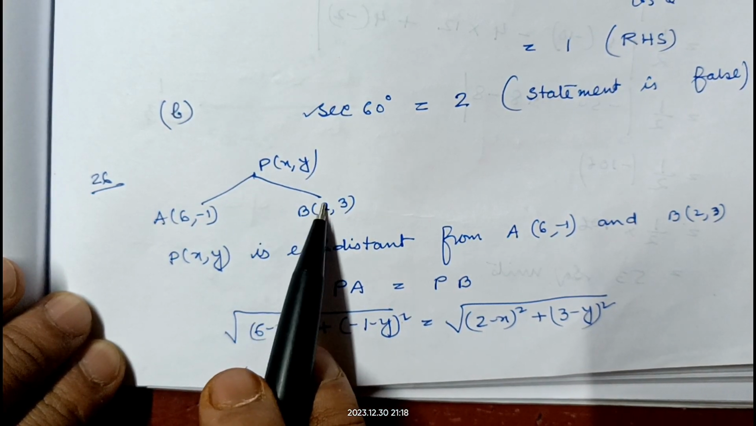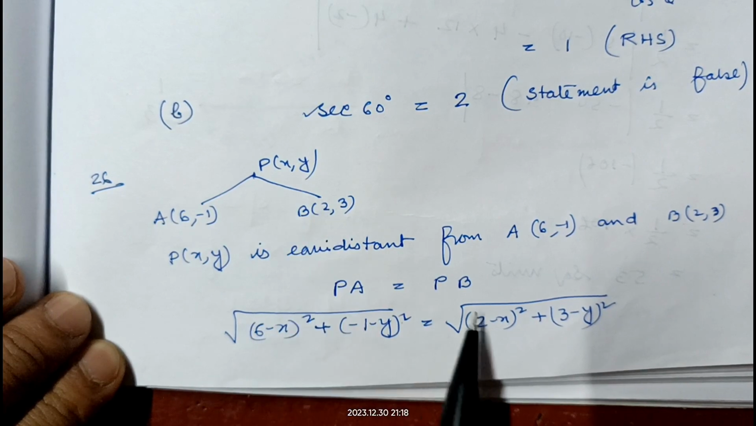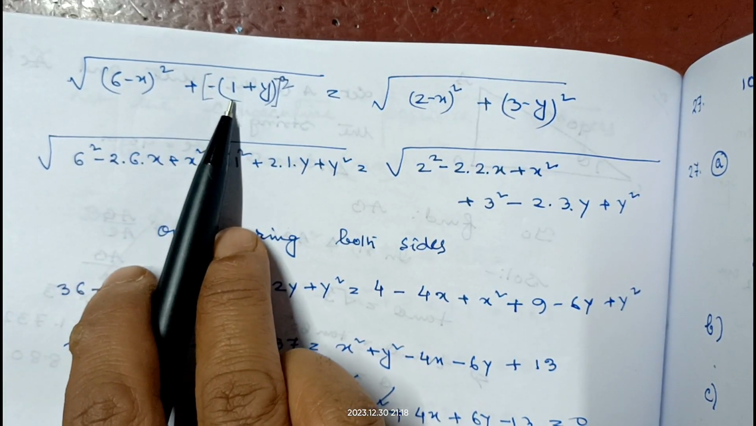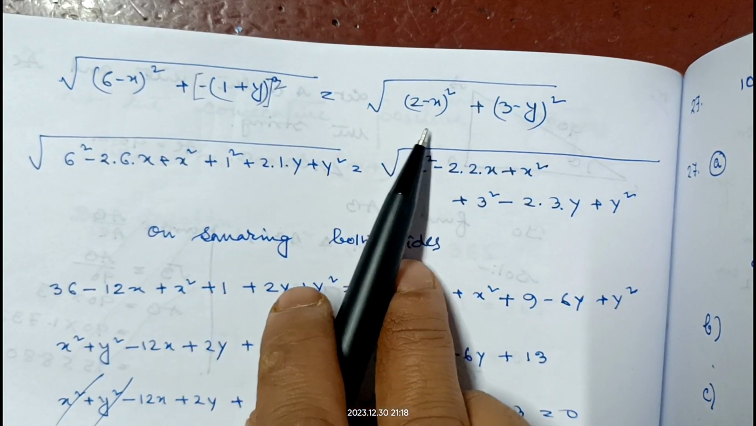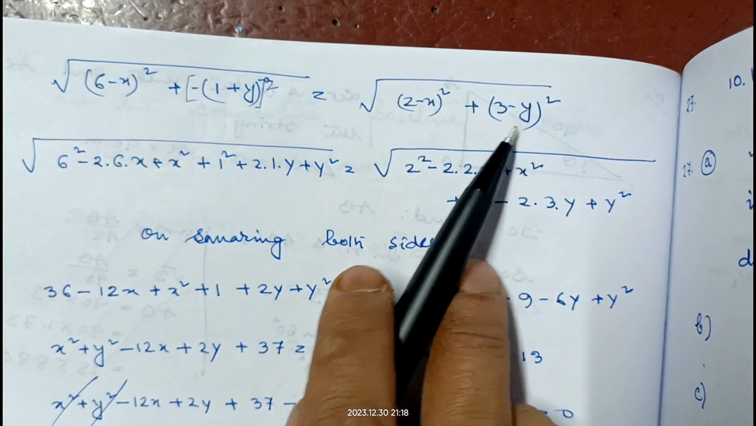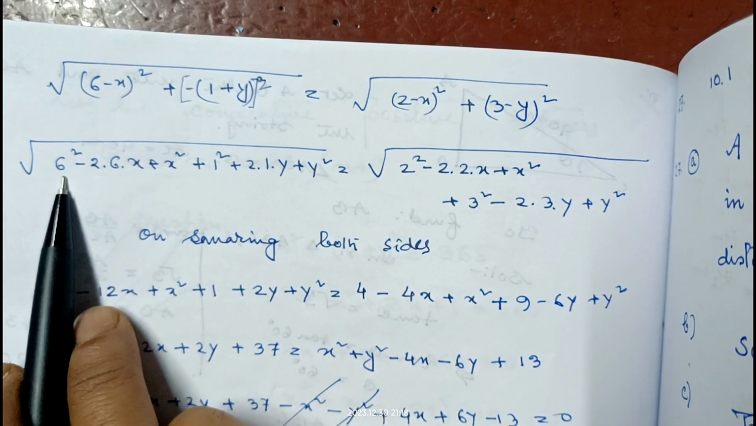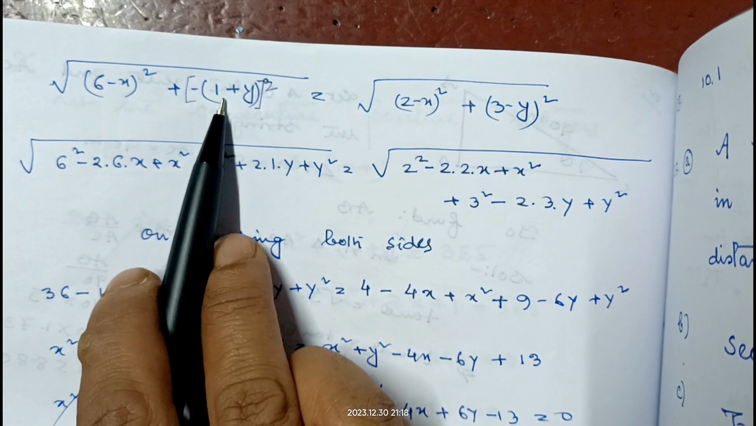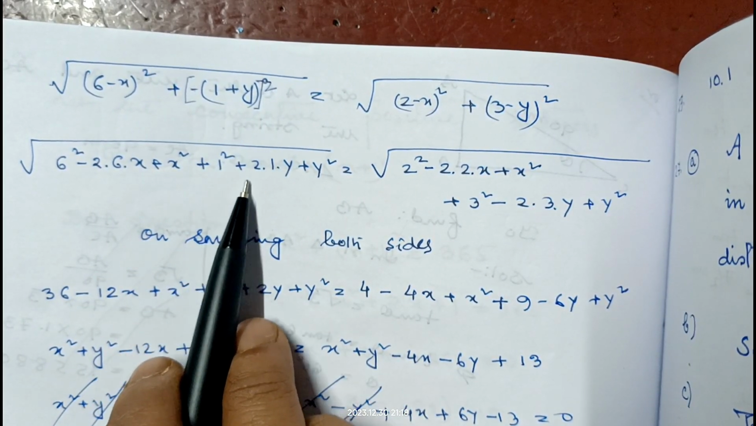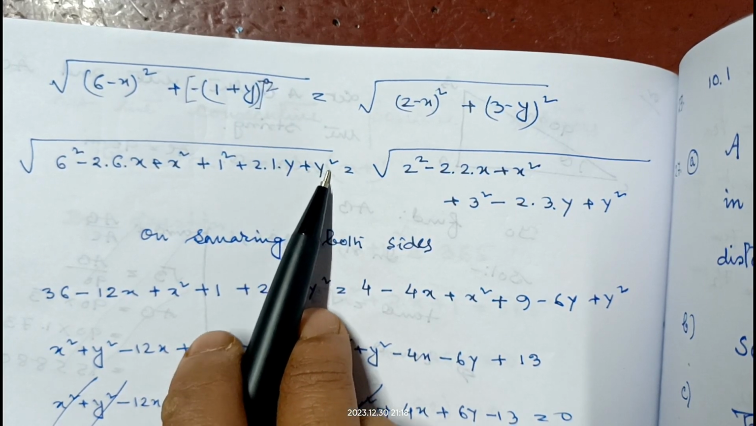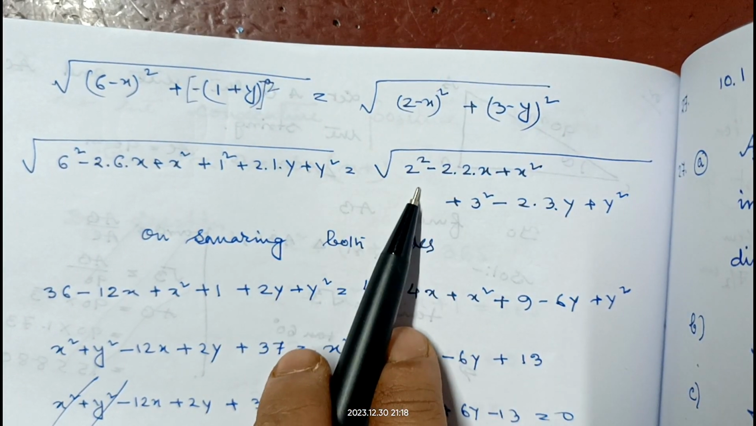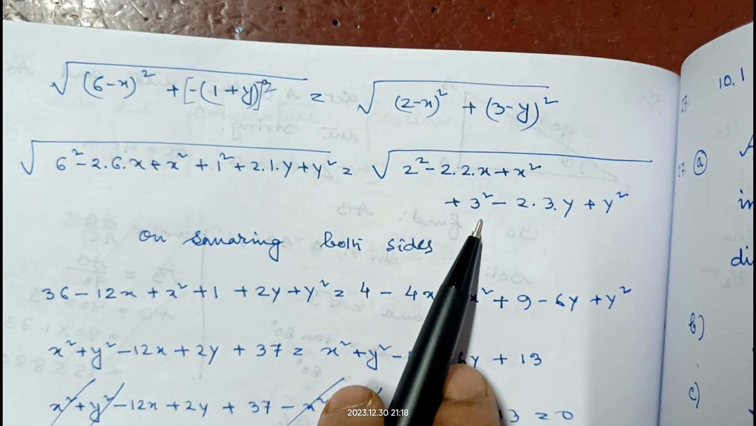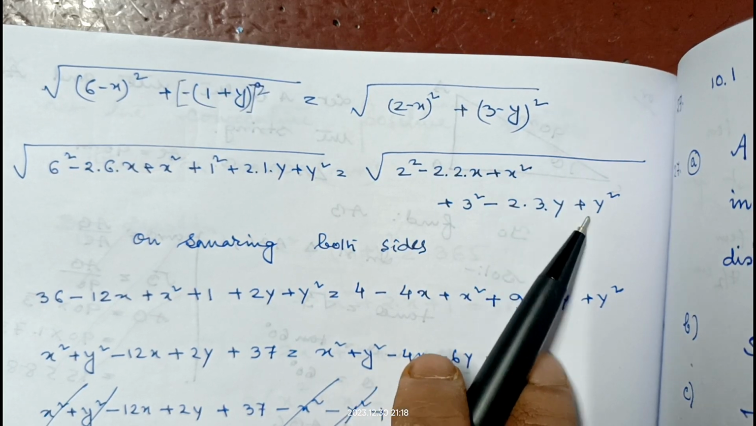PB will be root over (2 minus x) whole square plus (3 minus y) whole square. PA is root over (6 minus x) whole square plus, I have taken common minus, (1 plus y) whole square, equal to root over (2 minus x) whole square plus (3 minus y) whole square. Here (a minus b) whole square is a square minus twice ab plus b square. Here minus minus plus, so (1 plus y) whole square is 1 square plus twice ab plus b square, equal to, here also (a minus b) whole square is a square minus twice ab plus b square. Here also (3 minus y) whole square means 3 square minus twice 3 into y plus y square.